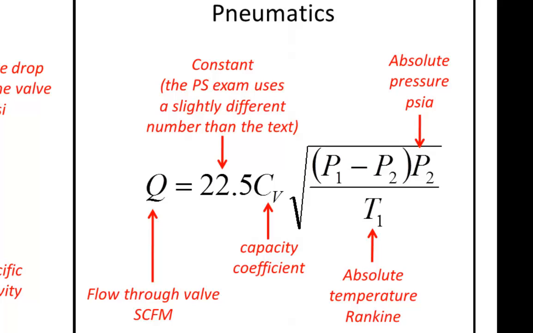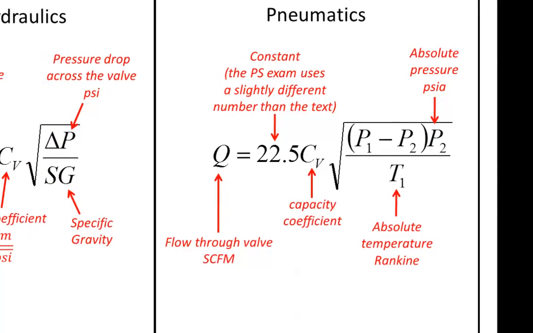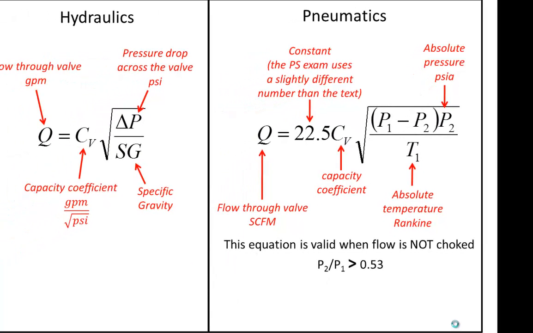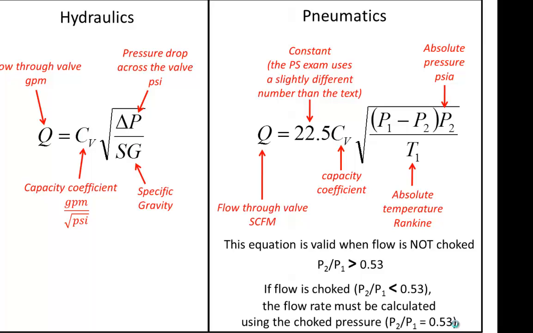And this is the temperature, and that has to be in absolute numbers as well, degrees Rankine. And usually we will assume that the pneumatic system is at room temperature, or 70 degrees Fahrenheit. Now this equation is a little more complex, but it even becomes more complex when we realize that this equation is only valid when the flow is not choked, or when the pressure 2 to pressure 1 ratio is greater than 53%. If the flow is choked, or P2 over P1 is less than 53%, then the flow rate must be calculated using the choked pressure.